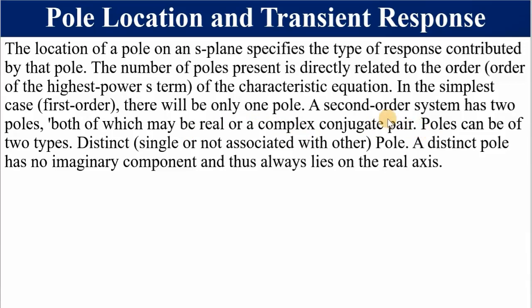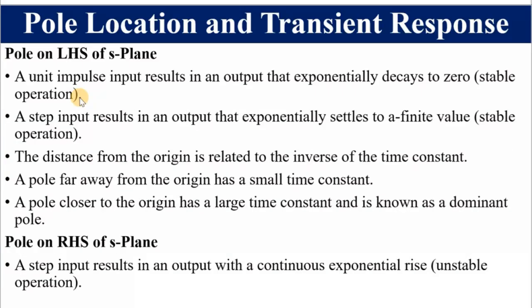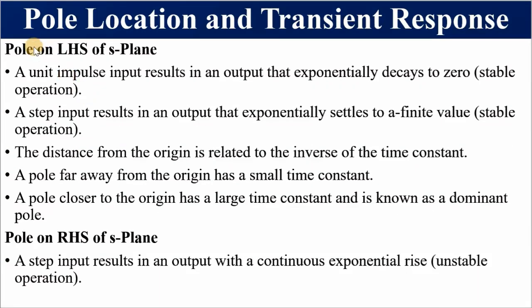So we'll be talking of distinct poles. A distinct pole has no imaginary part, and it always lies on the real axis. Remember, real and complex. We are now going to look at the location of the poles on the S-plane, and we are starting with the poles on the left-hand side of an S-plane. In other words, we are starting to analyze the stability of a control system.